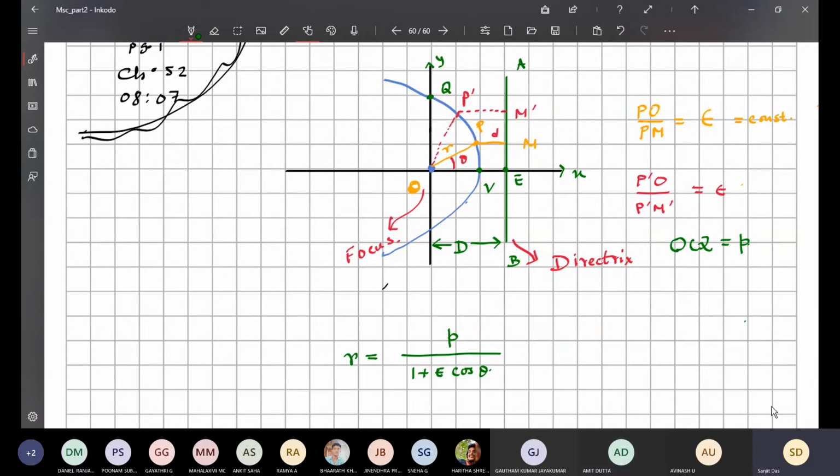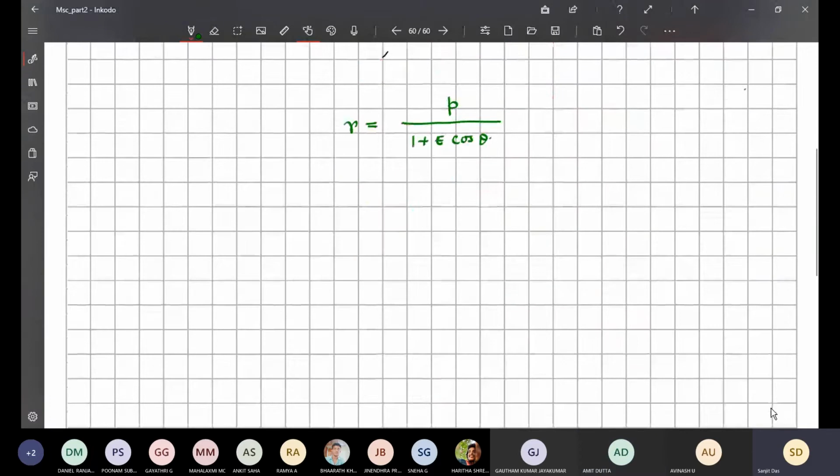Good. Now, depending on epsilon, there are cases. These cases we should know. Epsilon is equal to 1, that is a parabola. Epsilon less than 1, what is that?